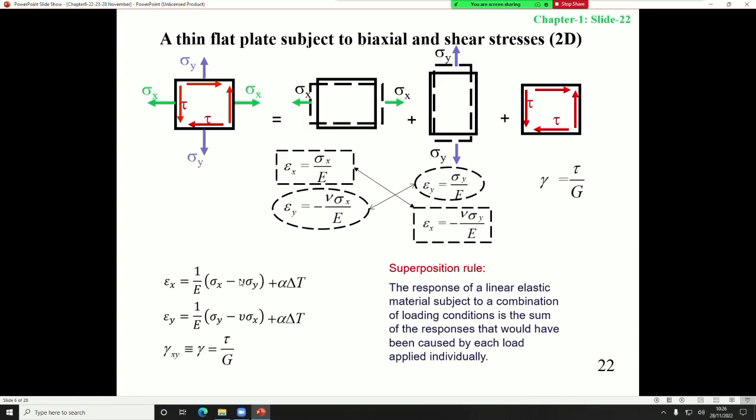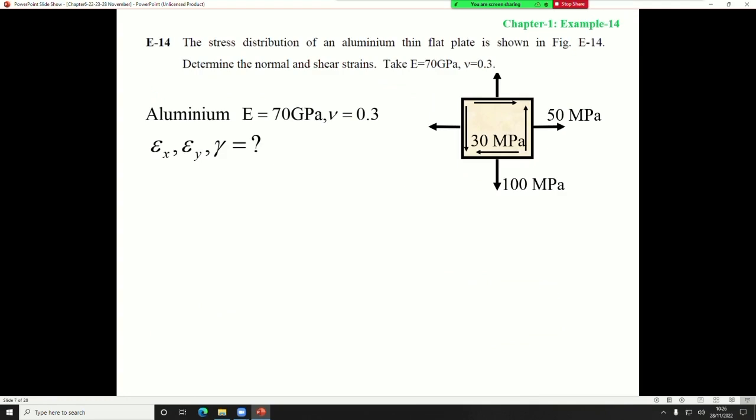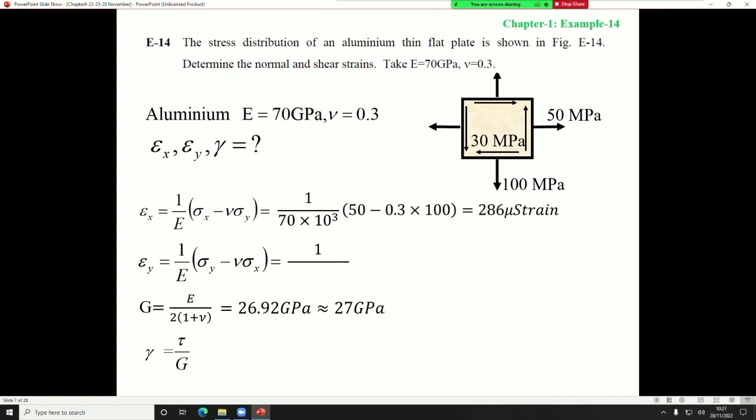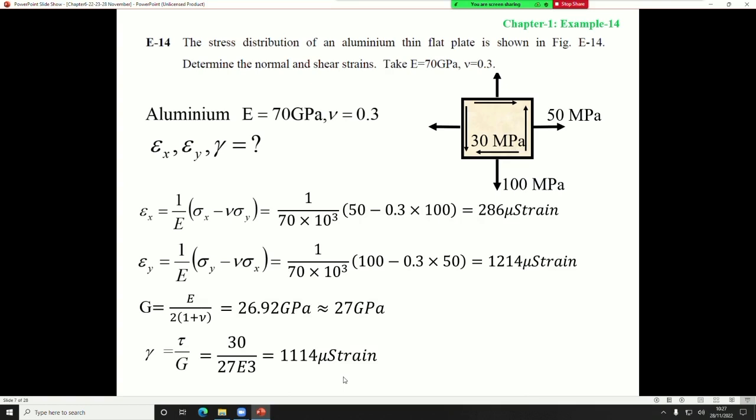Based on these three constitutive equations for planar stress problems, I solved question 14 from chapter 1 for you. I'm just refreshing your memory so the future slides are easier to understand. So we had a thin flat plate, say an element within a loaded component. We had stresses of 50 megapascal, 100 megapascal, and a shear stress of 30. From there, we calculated the strain in the x direction, the strain in the y direction, and the shear strain. At the time I had to cover these equations, we needed them for stress-strain analysis of thin spherical shells and thin cylindrical shells when they were pressurized.